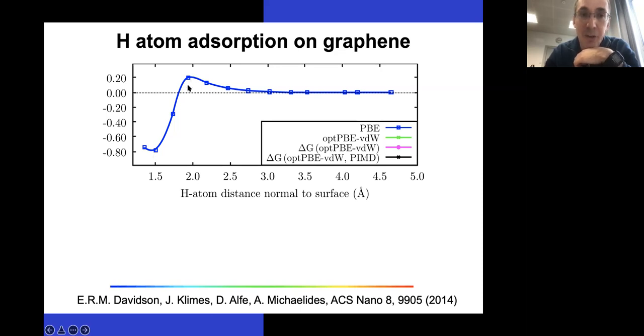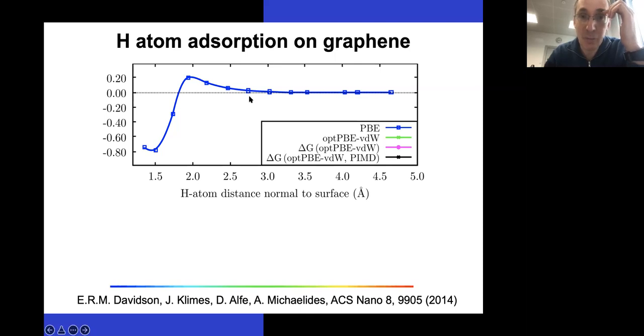And it's a small barrier. It's about 0.2 electron volts, but there is a physical barrier there. So that would mean, if we were to translate this into the interstellar medium, that hydrogen atoms cannot stick to carbonaceous materials because this barrier by far exceeds the thermal energy that's available.